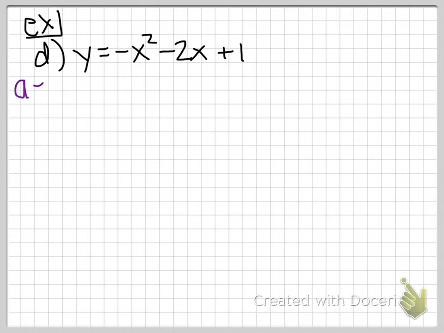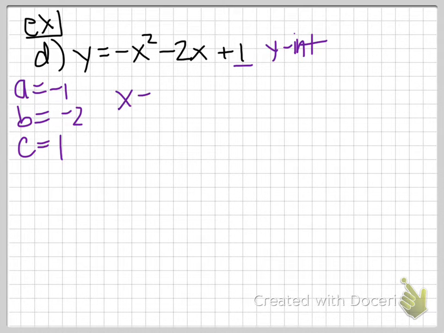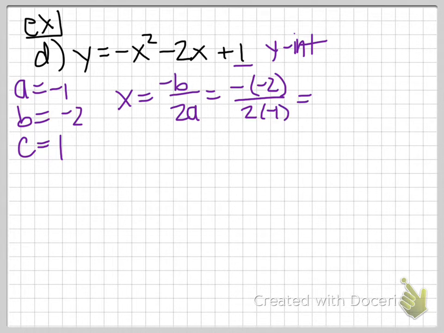Again, making my list of A, B, and C. A is -1, B is -2, C is 1. That's my y-intercept right there. And now we're going to do -b over 2a. So I have negative of -2 over 2 times -1. In the numerator we get 2, denominator -2. So the x part of the vertex is going to be -1.